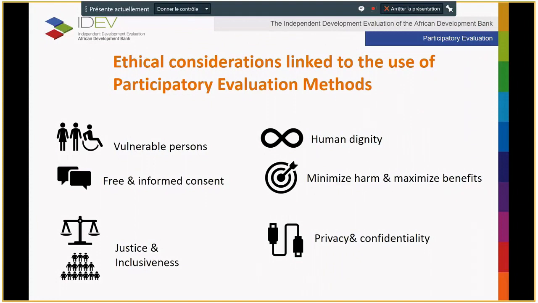Important also in this regard is to be aware of the power dynamics that may exist in a community or in a given setting. It's important to make sure that we are taking diverse views into consideration, and to ensure that our findings are as accurate as possible.